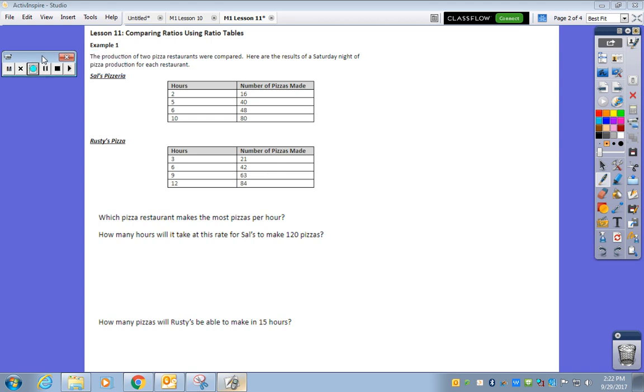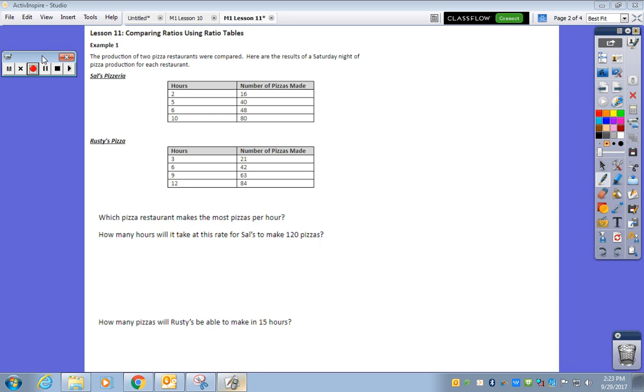Okay, today we're going to look at Lesson 11, which is comparing ratios using ratio tables. So we'll be given two ratio tables with some not similar numbers in them, and we'll have to figure out how we can compare information. So example 1 says the production of two pizza restaurants were compared.